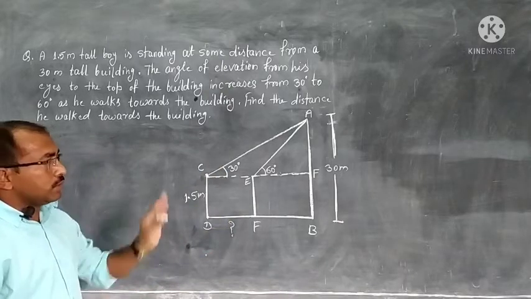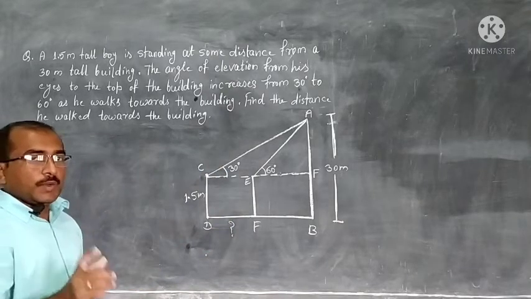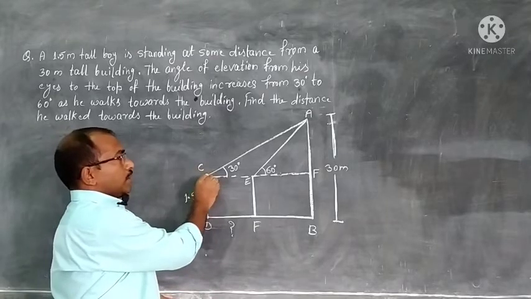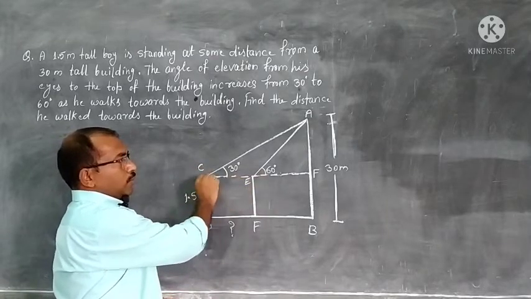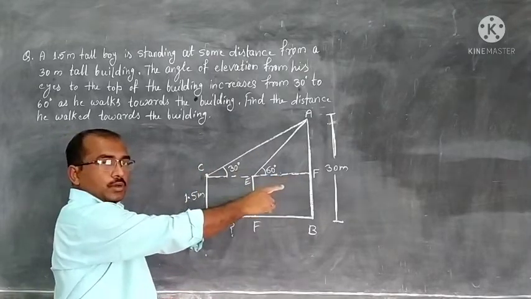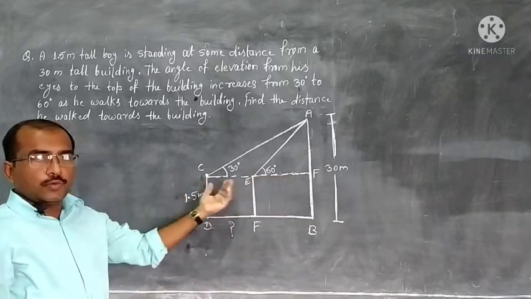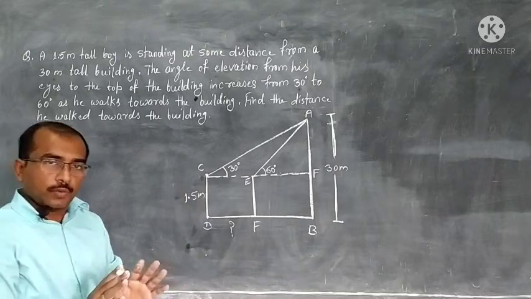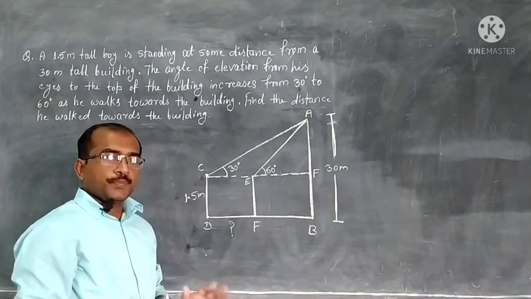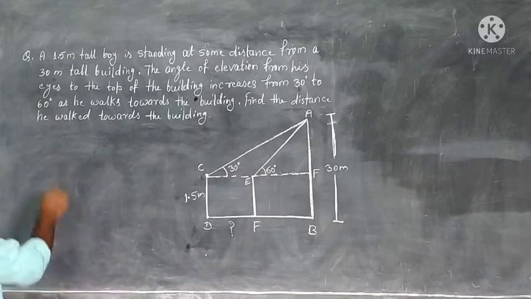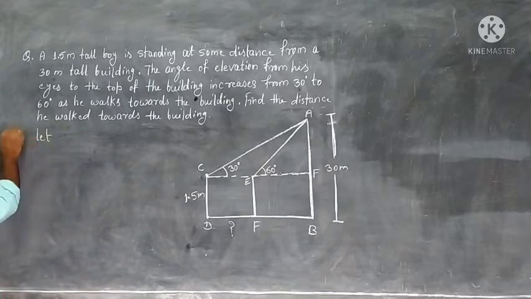I hope you have understood the diagram properly. And remember, as we move closer to the pole, the angle will increase. As we move away from the pole, the angle will decrease. So, make your concept clear about this. Let us go for the introduction portion. We start the solution.